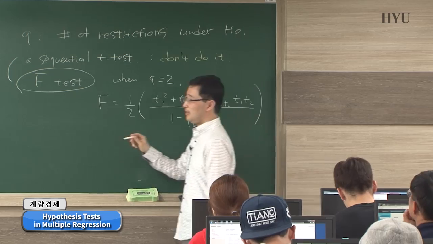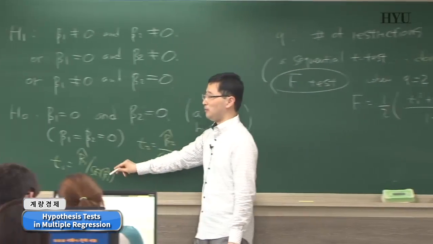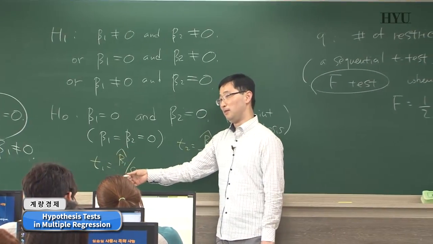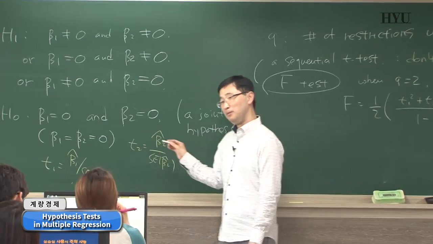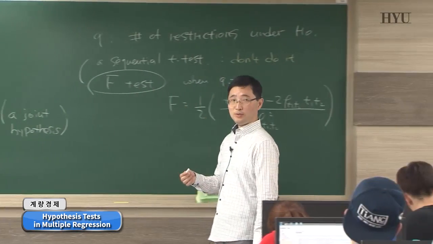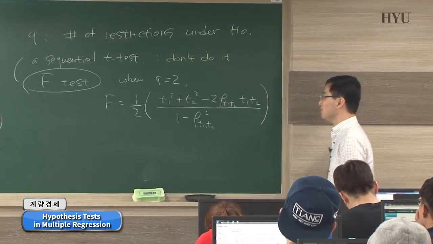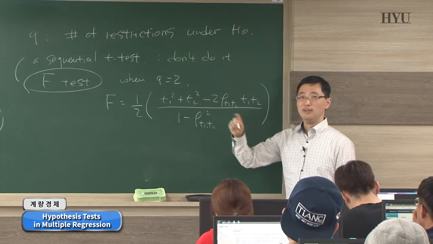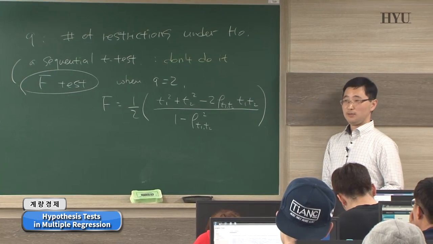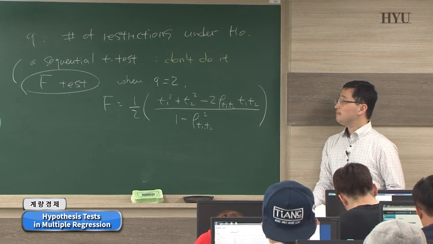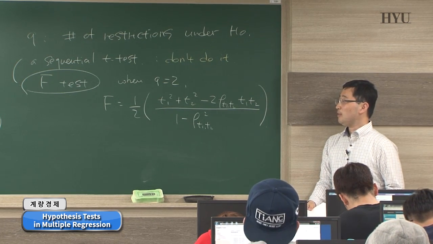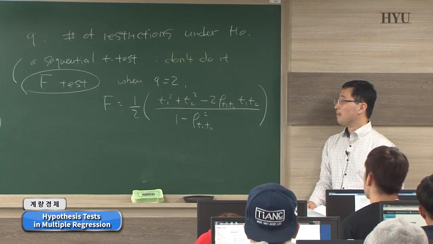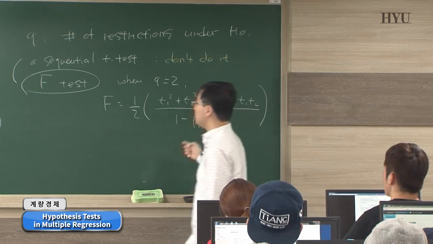Okay? So this guy is a random variable because beta 1 hat is a random variable. This guy is a random variable. So you can think about the covariance and correlation coefficient, right? If you figure out this correlation coefficient, then you can calculate the F statistic, which is not really easy.